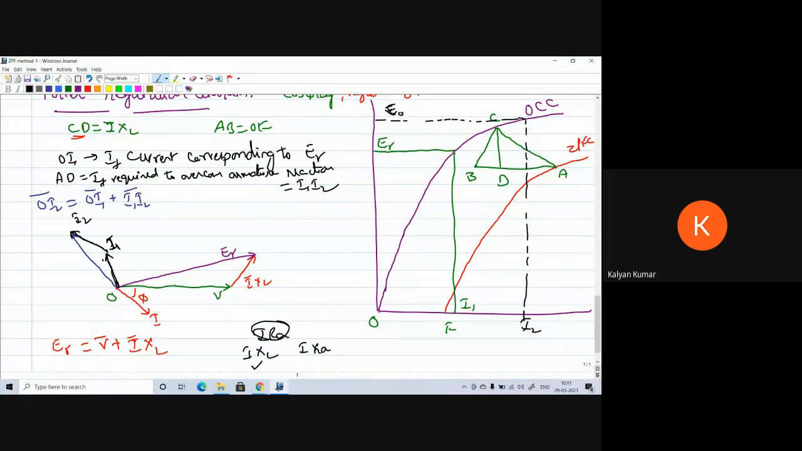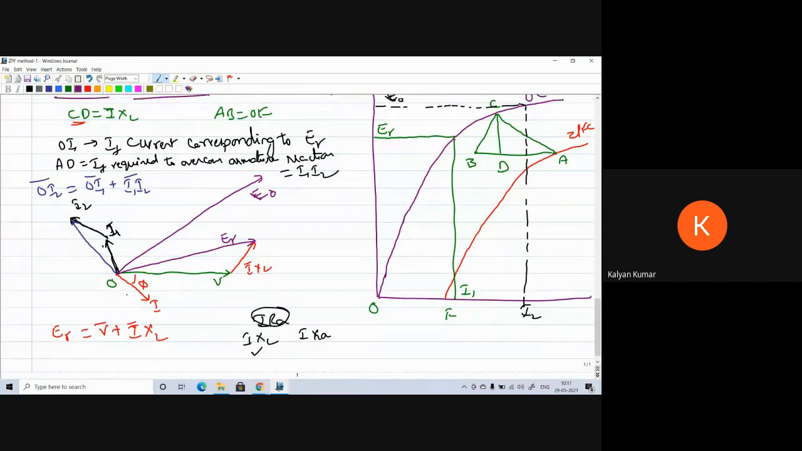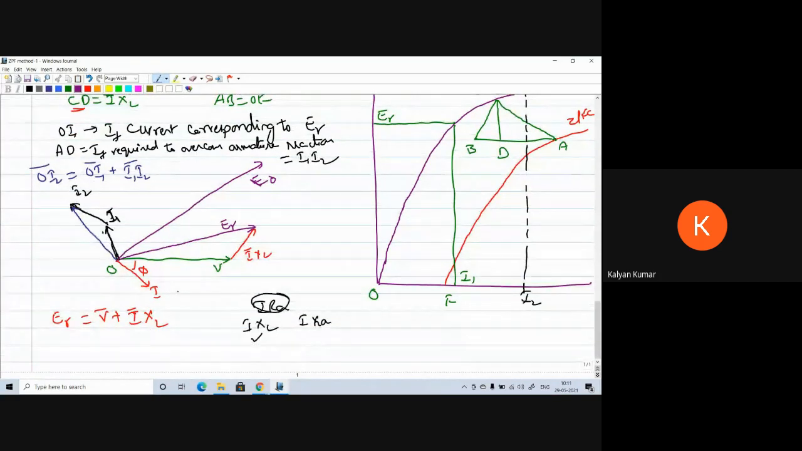The voltage from the OCC is E0. Corresponding to this I2, we have to get the E0 value. That E0 will be perpendicular to OI2. So from this phasor diagram we will get the E0.